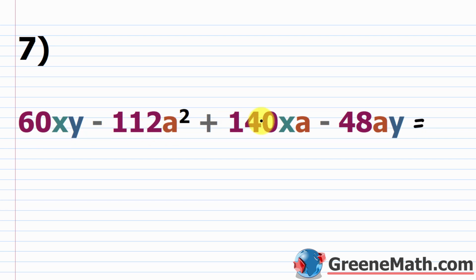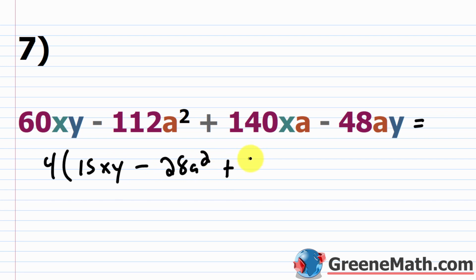Everything is even here, so I know it's at least 2. And if I look at all the numbers, again, the final 2 digits of the number, if that forms a number that's divisible by 4, it's divisible by 4. So 12 is divisible by 4, so is 40, and so is 48. So everything would also be divisible by 4. So let's go ahead and pull that out. That would give me 15xy minus 28a squared plus 35xa, and lastly minus 12ay. Okay, let's close that down.